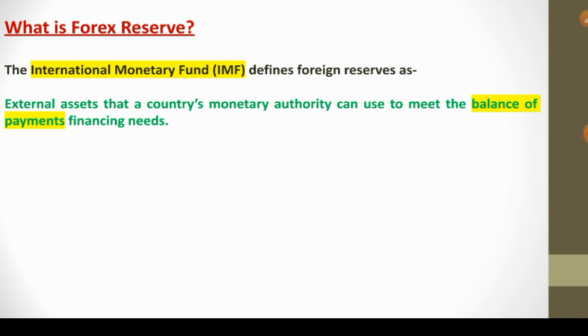So India went with LPG: liberalization, privatization, and globalization. The IMF gave India the condition that you will have to open your economy, and that became LPG. At that time, India started keeping more forex, which is an external asset. Later in this video we will talk about the external assets in the forex, like FCA, gold, SDR, and reverse tranche position. In crux, it is an external asset that a country's monetary authority can use to meet balance of payments financing needs.